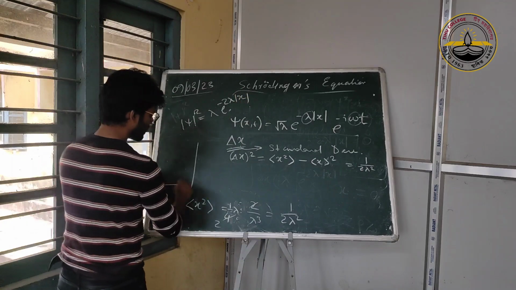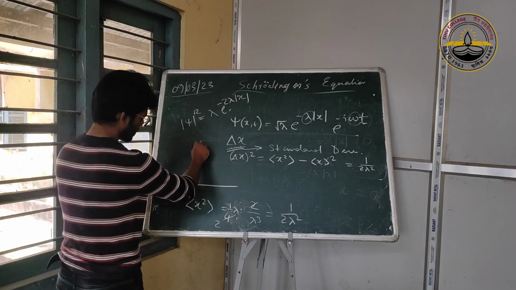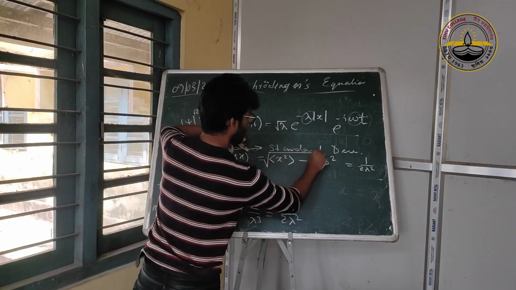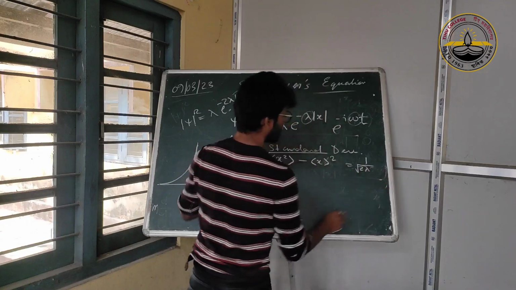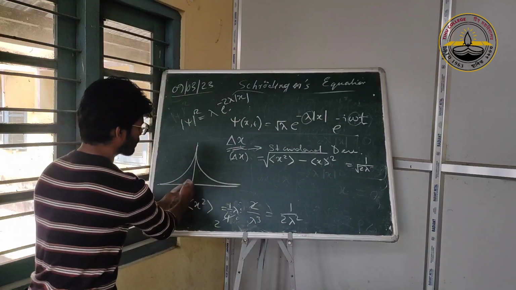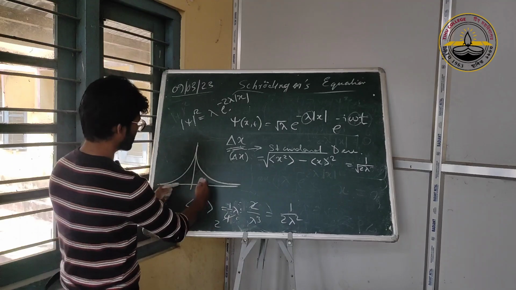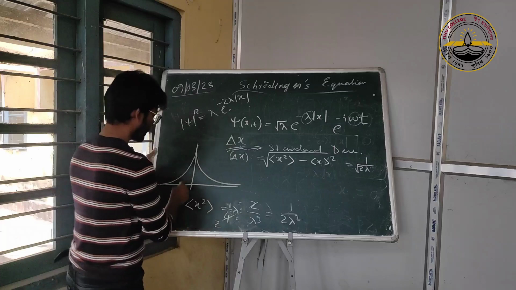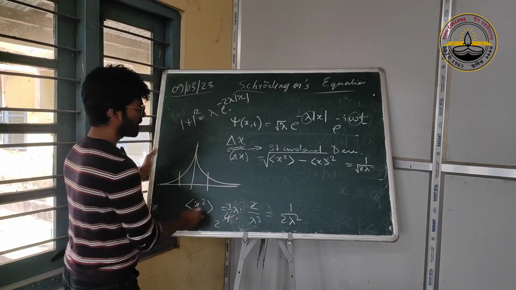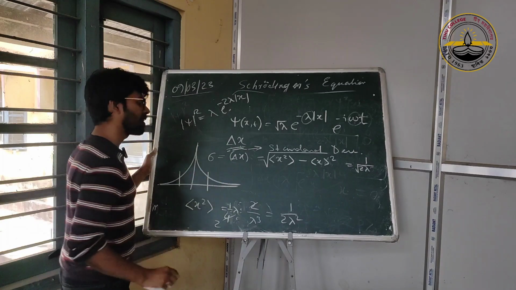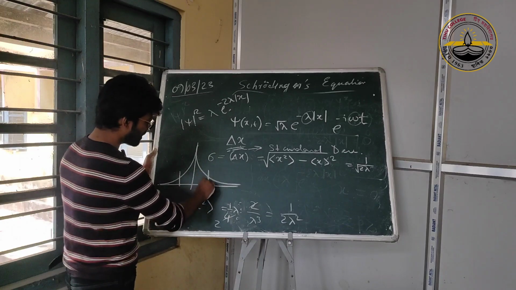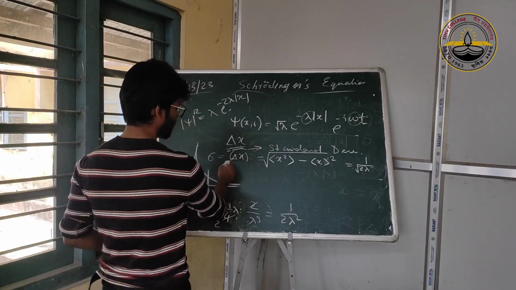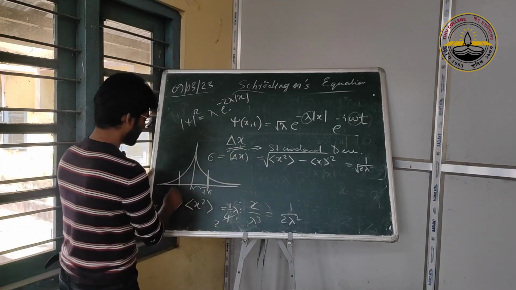If you plotted this, delta x is a measure of how spread out this function is. Is it highly peaked or spread out? That's the measure of the spread. You can also call this sigma. So put a line at plus sigma and minus sigma.